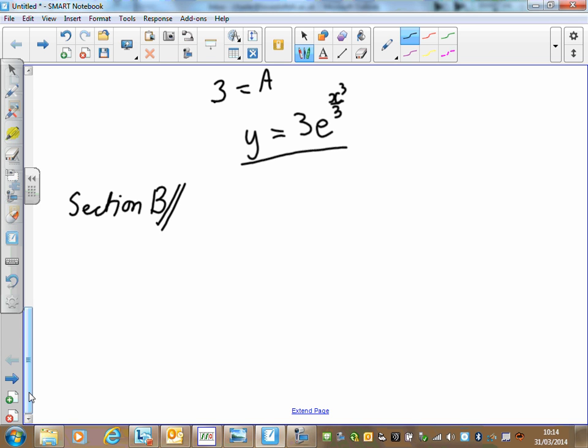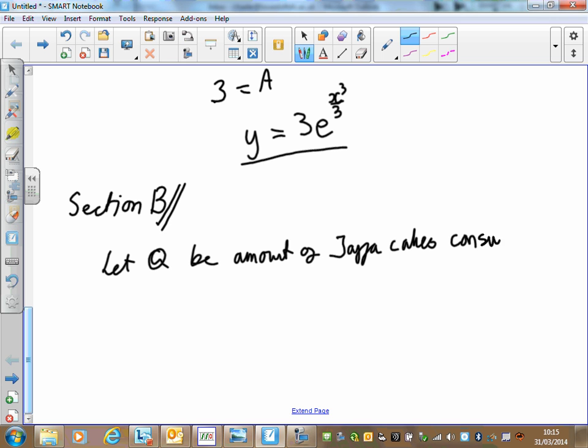Okay. So I'm not going to set this out like I would do a proper exam question. I'm just going to make up a typical example. And they might say, let Q be, right, let's think of a random real life quantity. Let Q be the amount of, I don't know, Jaffa cakes consumed at a given time t. Okay, so completely random. Don't worry about what the Q and the t actually represent. We're just worried about the maths.